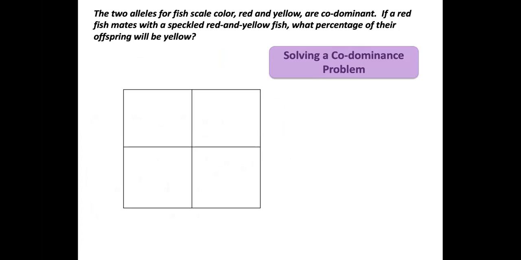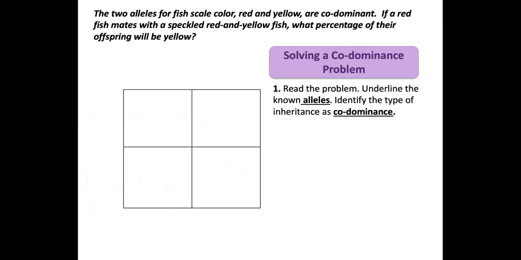So the two alleles for fish scale color, red and yellow, are co-dominant. So if a red fish mates with a speckled red and yellow fish, what percentage of their offspring will be yellow? So we already read the problem. Now we need to underline the known alleles and identify it as co-dominance because the problem told us that. But if it didn't tell us that it was co-dominance, how would we know? Because it talks about a speckled fish that is red and yellow. Okay, it's not orange. So what do we know about the alleles?